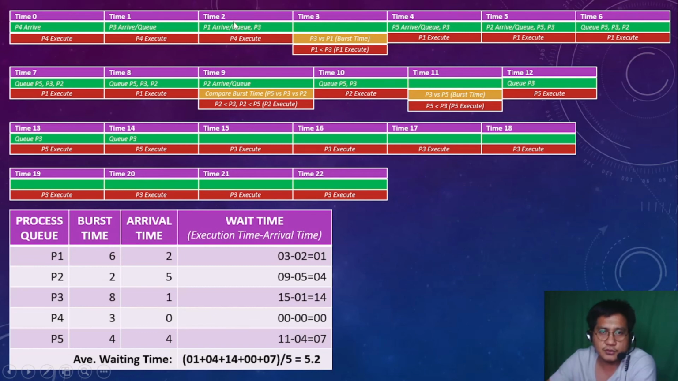And then at time 2, P1 has arrived. Here in the table below, P1 has an arrival time of 2, just after the arrival of P3. So P1 is added into the queue just after P3. P3 is already in the queue, and P1 is added as it arrives at time 2, while process 4 is still in execution in the central processing unit, because P4 is the first process that arrived.